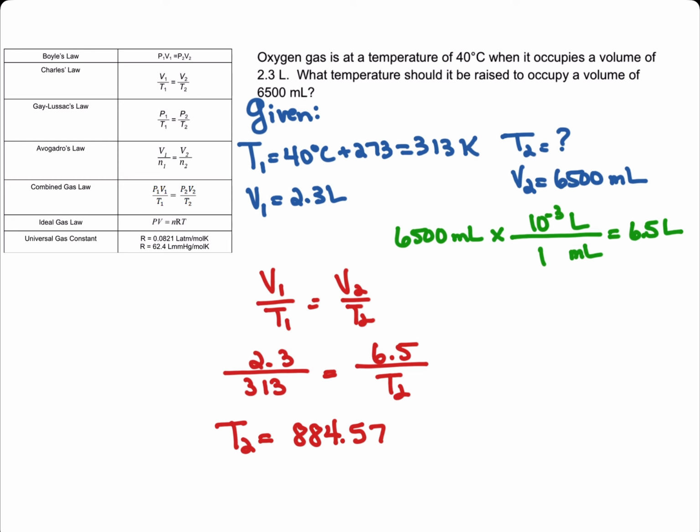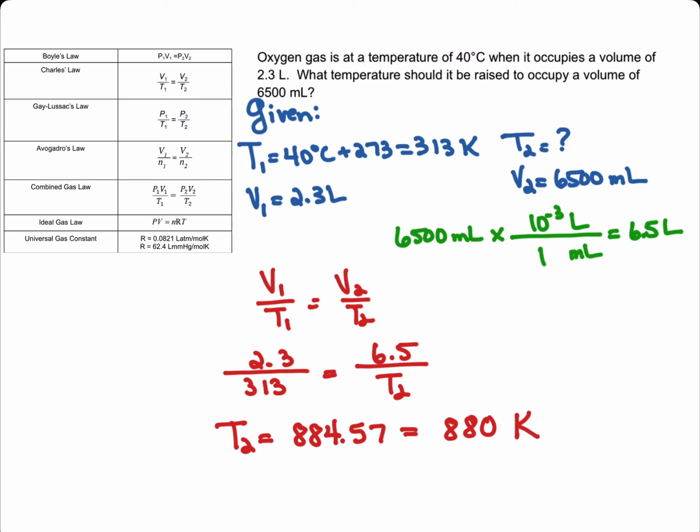Our final answer has to be in the correct sig figs. If I take a look at my given information, the fewest sig figs is going to be 2 sig figs. So I have to round this number to show only 2 sig figs. And when it comes to temperature, you can't put temperature in scientific notation. So you're going to have to write 880 Kelvin. Final answer. Remember that trailing zero doesn't count because there is no decimal in the number. So this 880, the way it's written, has only 2 sig figs.